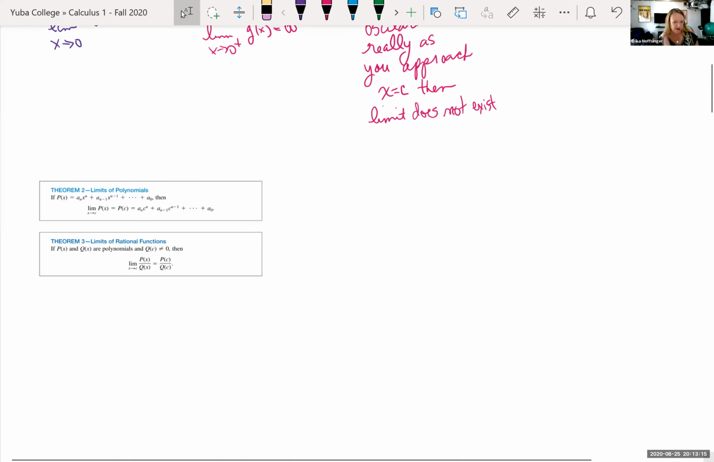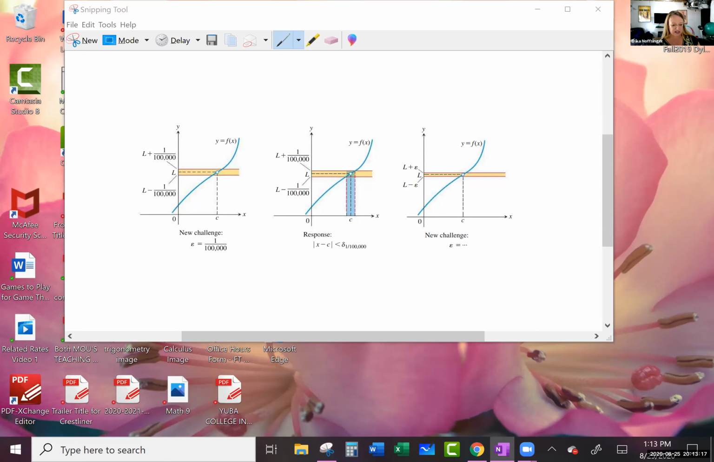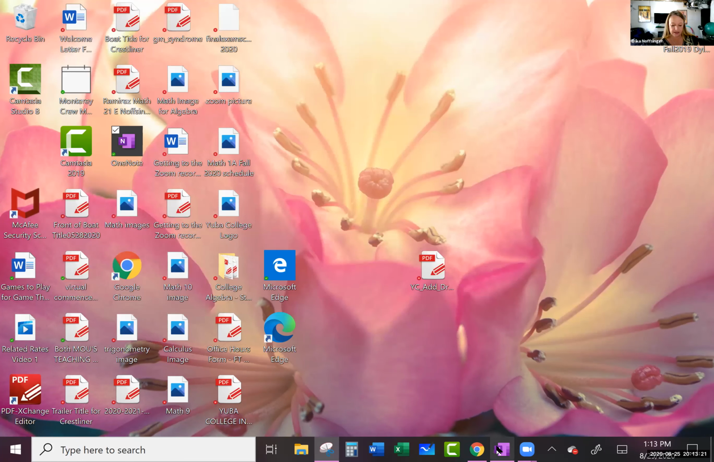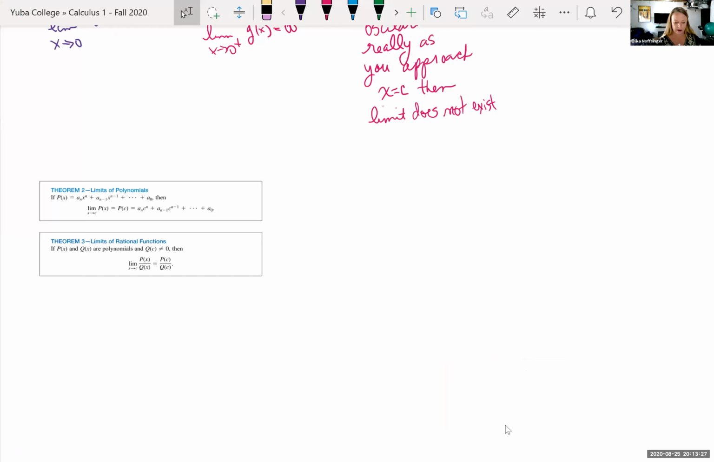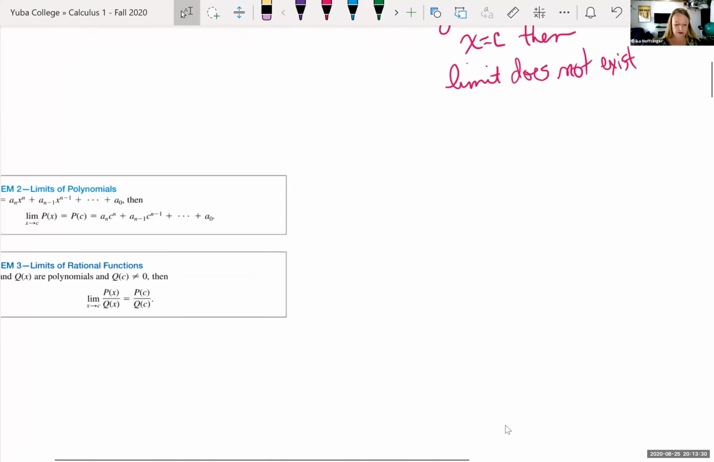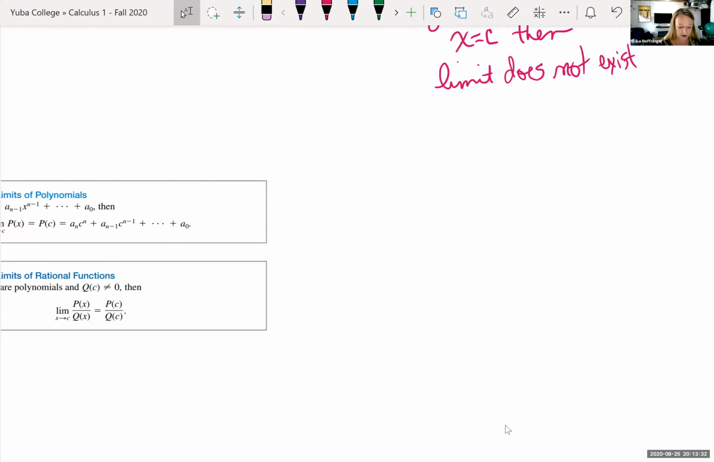If there's a hole on the graph, does the limit exist there? If there's a hole on the graph, then the limit does exist there only if the left and the right hand side are coming together. And so, for instance, I can give you a couple different examples of what you're asking. The question was, if you have a hole in the graph, does the limit exist? Well, here's an example where it would exist.